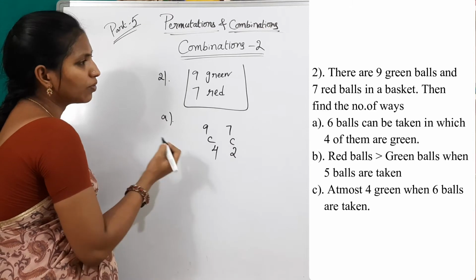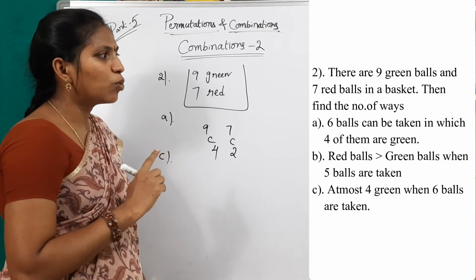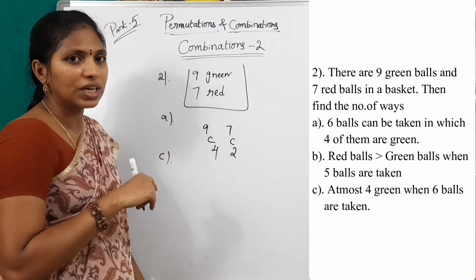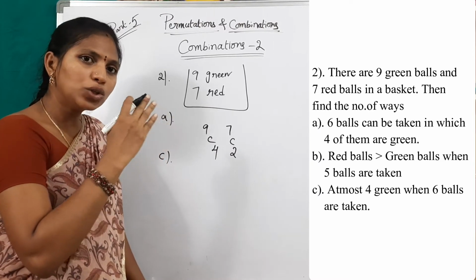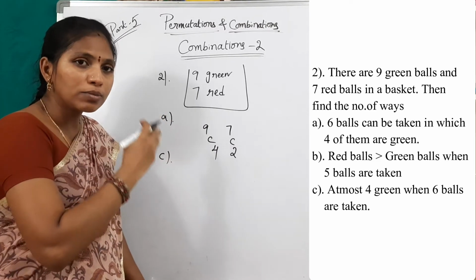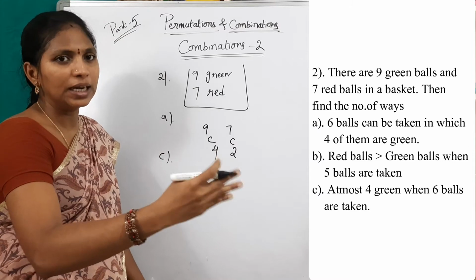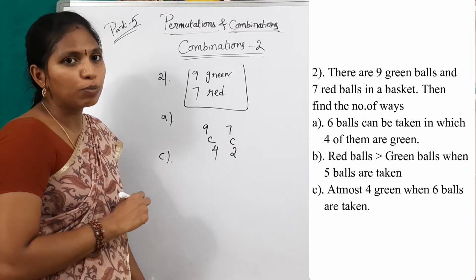Now the third sub question, C: at most 4 green when 6 balls are taken. At least means from that number to the highest number. At most means from 0 to that particular number. That is the difference between at least and at most.